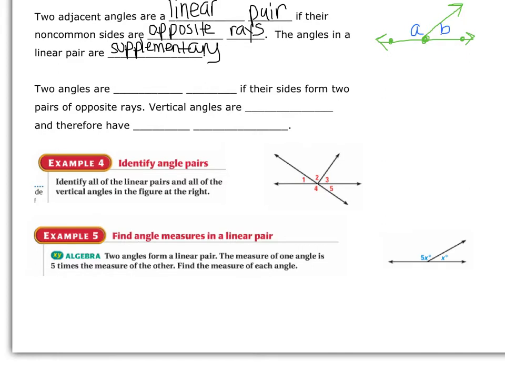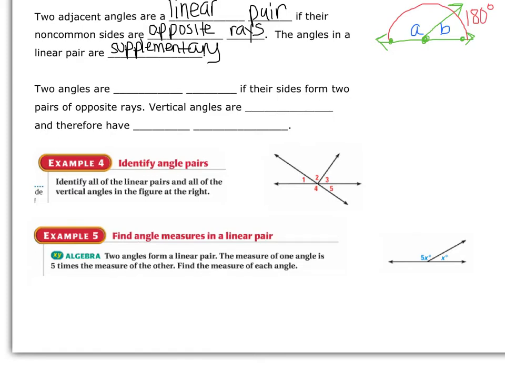It says two adjacent angles. Yes, these are adjacent because they share that vertex and they share the side. If their non-common sides are opposite rays, so this side is just for A, and this side is just for B, then yes, their non-common sides form opposite rays. So we call this type of angle relationship a linear pair, and linear pairs are always supplementary. Always, always, always, if you have a linear pair, they are going to add up to 180 degrees.